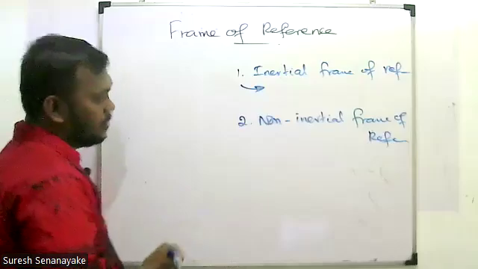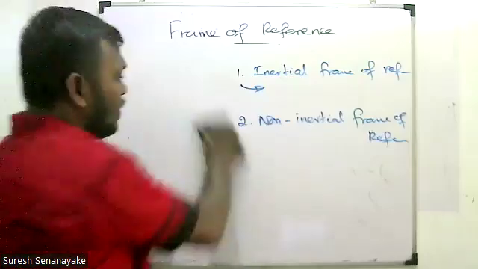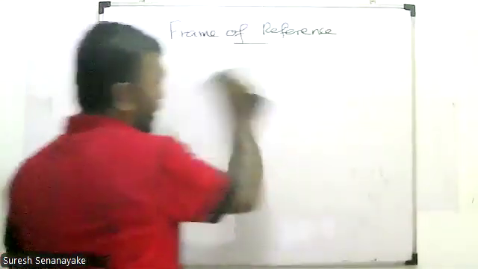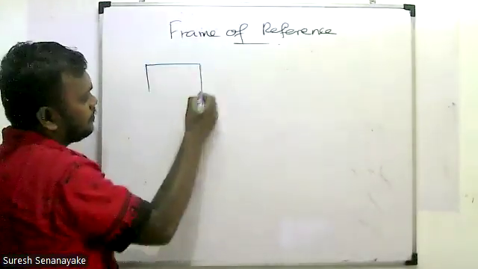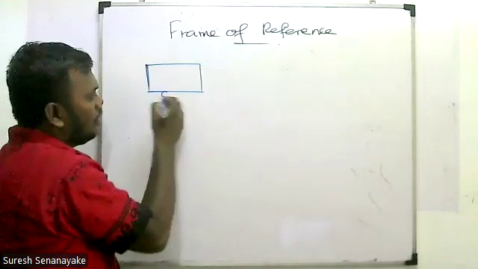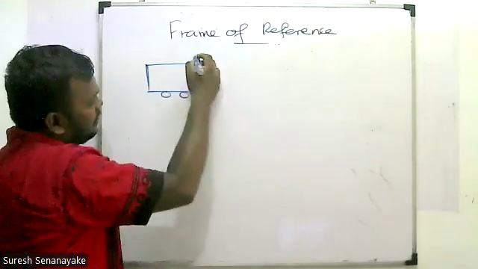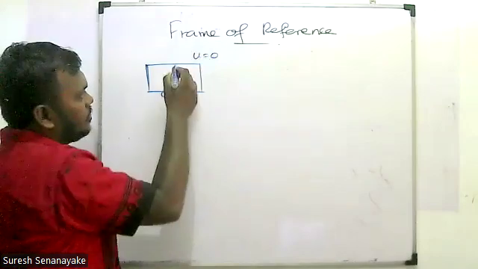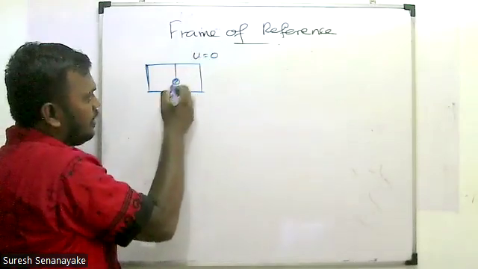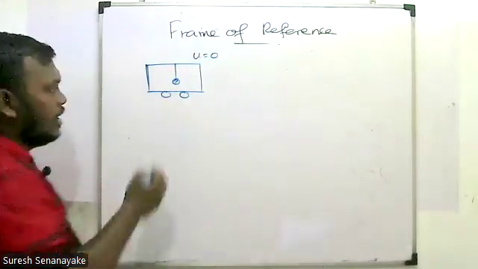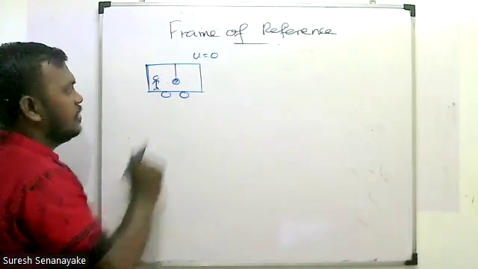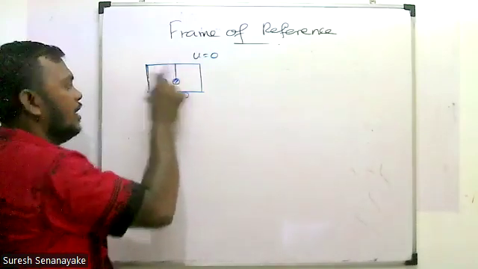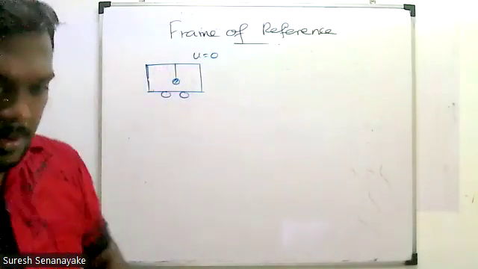I will give a small description about inertia and these frames. Let's consider a train is moving. There's a train. Initially you consider it is at rest. There is a suspended pendulum and an observer inside. I'll explain this later after we discuss the Newton laws also.